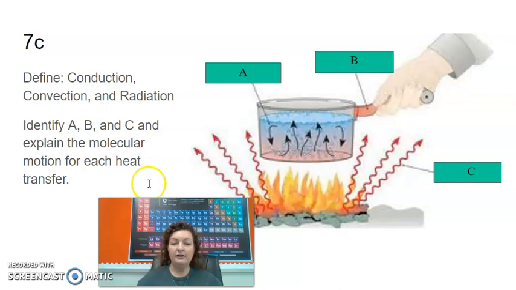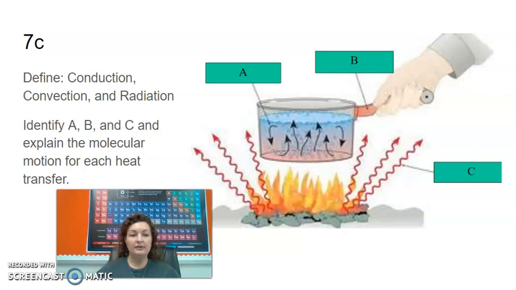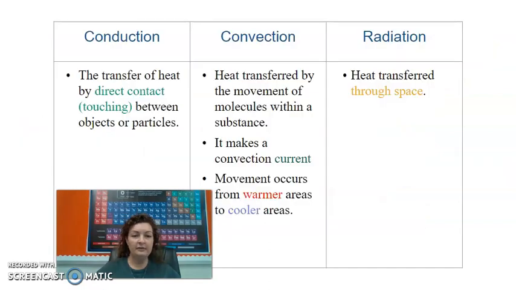The first one on your sheet should look something like this. You have your picture of a pan with boiling water over an open flame. It says define conduction, convection, radiation, and then identify which one is which. So we're going to go into the definitions first and look at them.